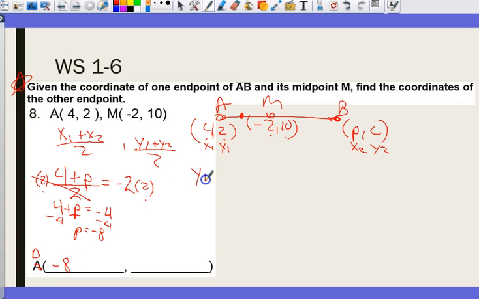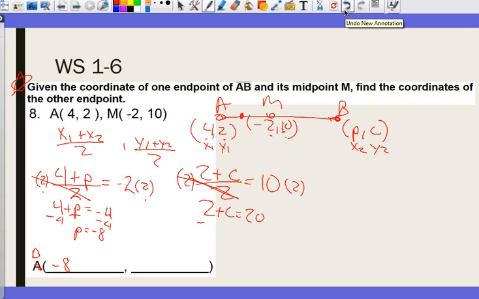Now let's figure out our y component of B. We have y1, which is 2, good job, plus c, divide that by 2, is equal to the y component of our midpoint, which is 10. Same process. Multiply this by 2, multiply this by 2, those cancel out. 2 plus c is equal to 20. We're trying to solve for c, so we have plus 2 here, so we need to do -2, -2. We get c is equal to 18.